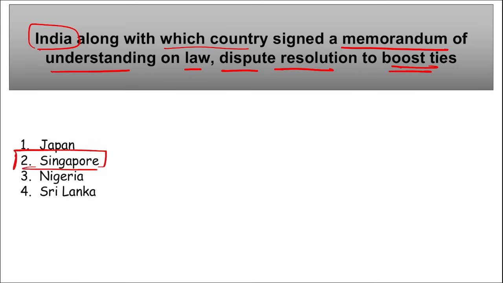Under this, both the ministries will be working together. They will be exchanging the best practices for the adoption of this alternate dispute resolution mechanism, and a joint consultative committee will be set up that will be co-chaired at the ministerial or secretary level, so that better implementation of the proposals can be done under this MOU. So it was between India and Singapore.